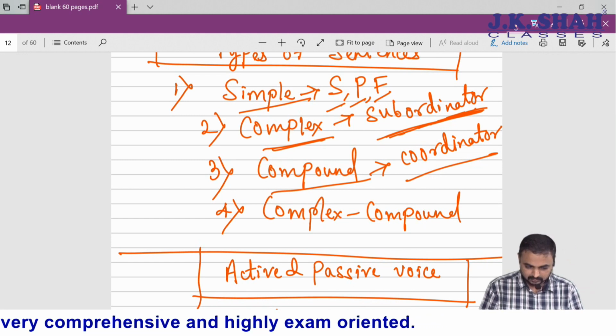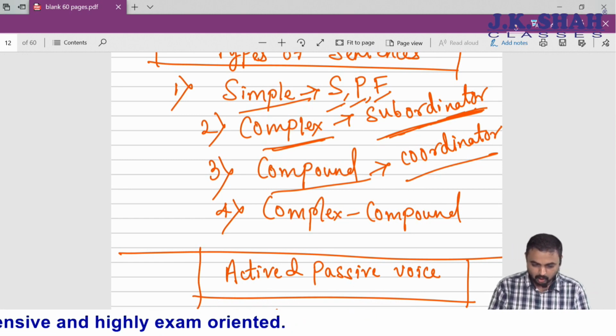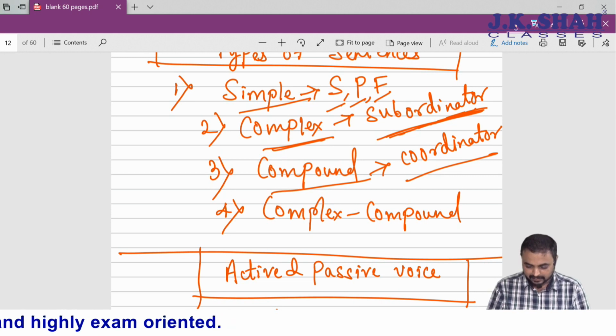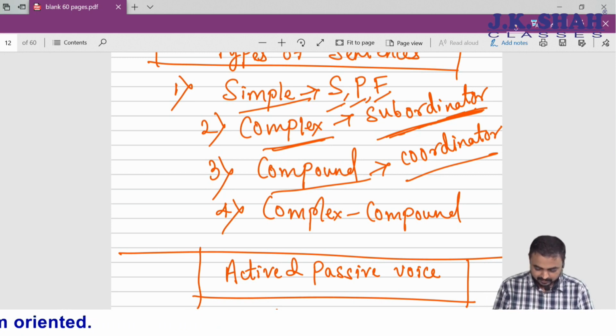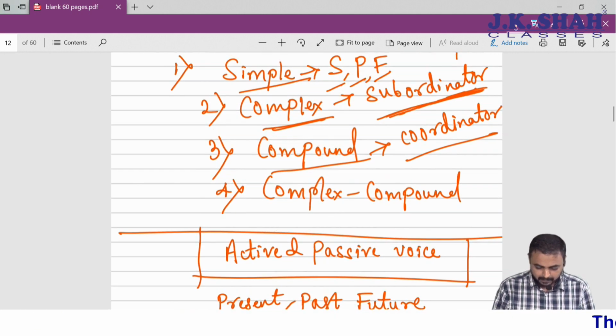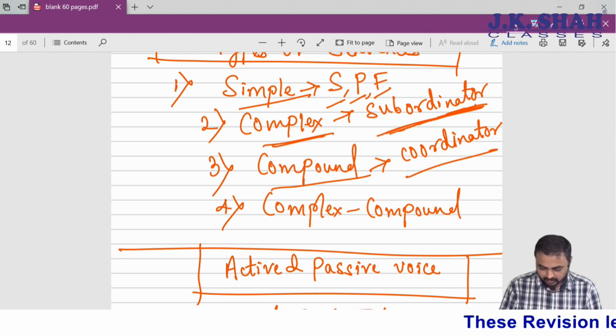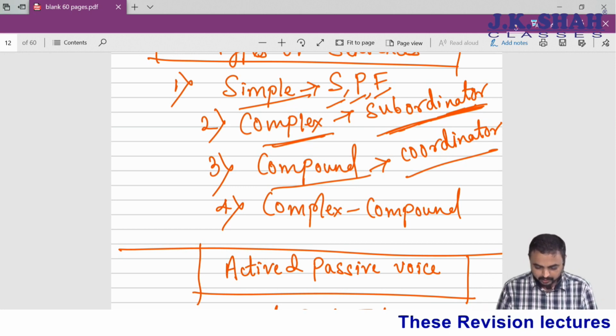Compound sentences are made up of two or more main clauses and they are joined by coordinators. Coordinators like and, but, or, not only but also, so, therefore, etc. A mix of complex sentence and compound sentence is called a complex compound sentence. It may contain subordinators as well as coordinators.